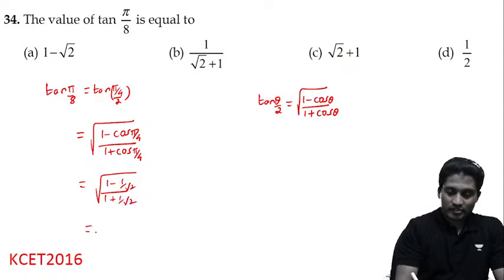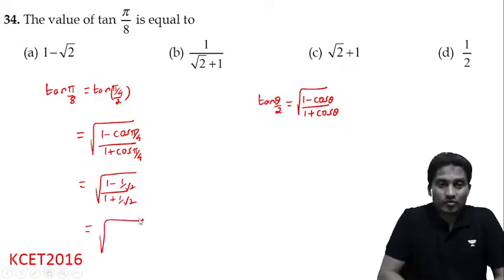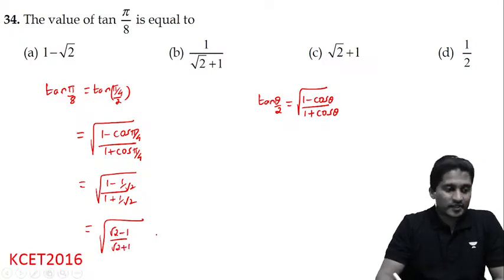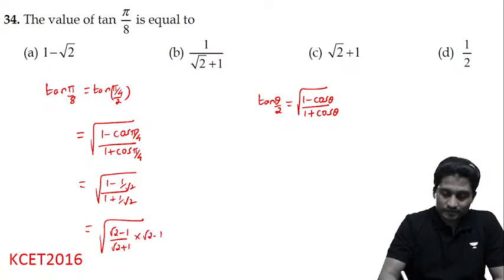You can write this as whole root of, when you take LCM, root 2 will get cancelled, root 2 minus 1 upon root 2 plus 1. There's no option like this, so I'm going to rationalize the denominator. So into root 2 minus 1 by root 2 minus 1. Numerator becomes root 2 minus 1 the whole square.